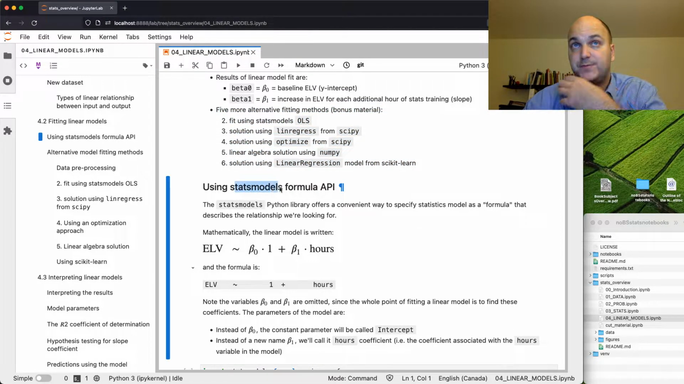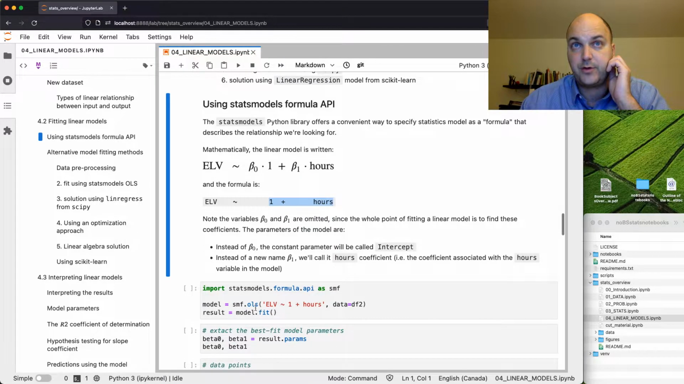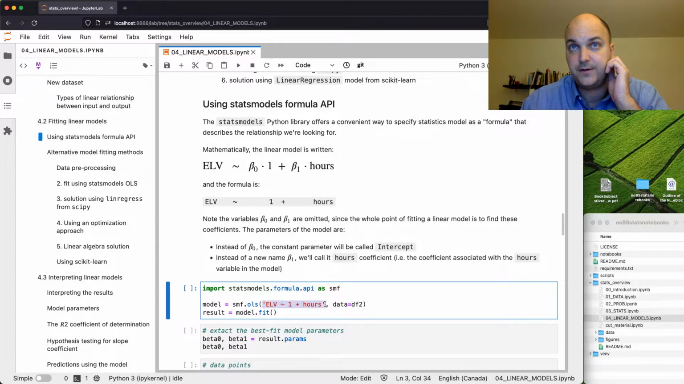Statsmodels has something called a formula API, which allows you to input the model you're trying to fit directly as an expression. In this case, the expression we want is 1 plus hours. Let me show you where we use it. We put in a string in quotes, EOV is proportional to 1 plus hours. Essentially, in front of each of these expressions is a coefficient, beta 1 and beta 0 for the 1.